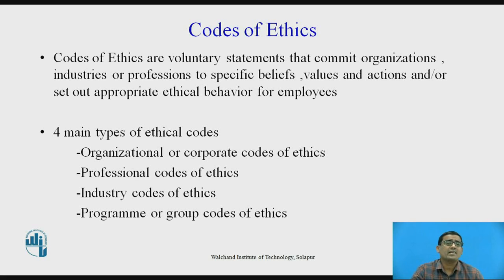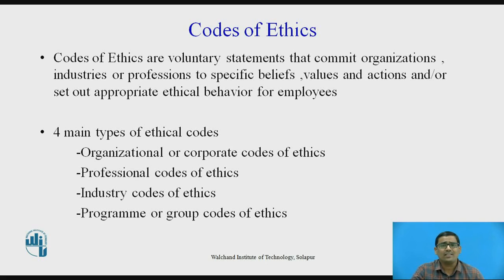So, there are basically four main types of ethical codes. The first one is organizational or corporate codes of ethics. Second is professional codes of ethics. Third is industry codes of ethics. And last is programme or group codes of ethics.